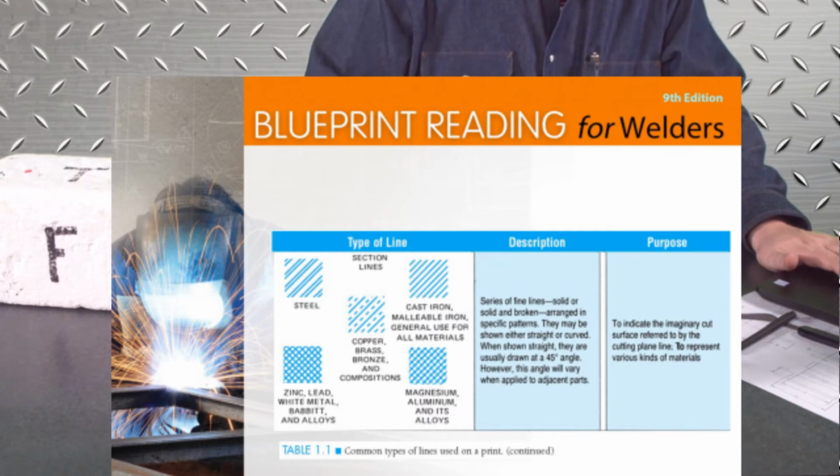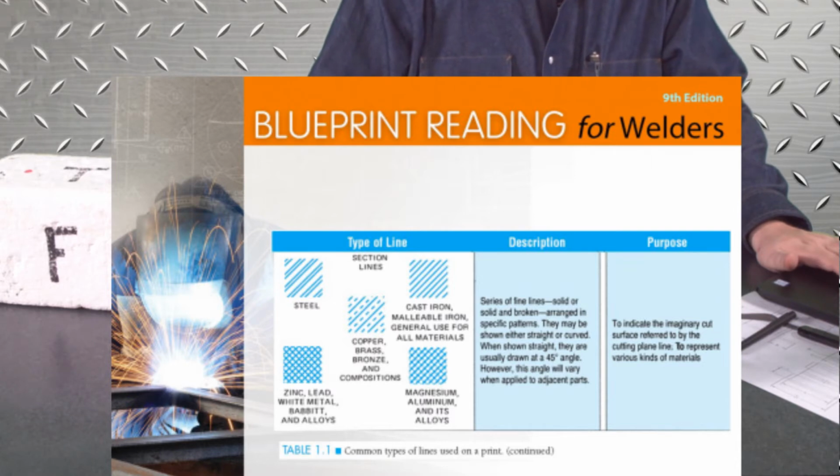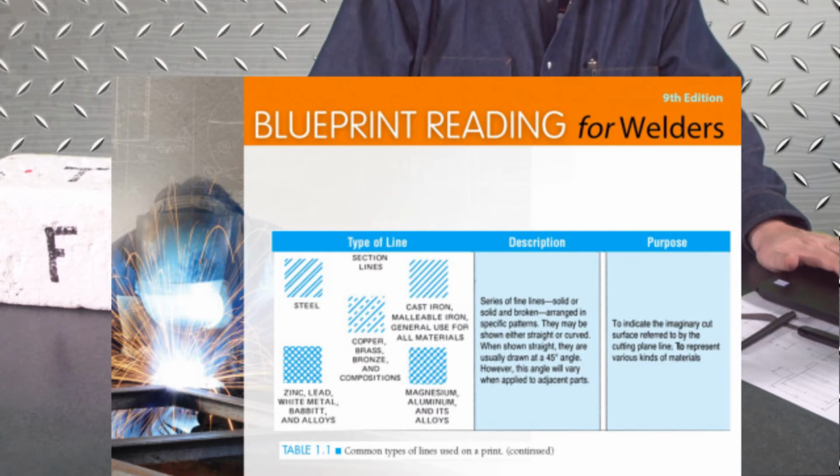Usually individual companies will have their own pattern for certain materials, so they'll usually have a key that they work off of that's company-wide. They're usually drawn at a 45-degree angle. However, this angle will vary when applied to adjacent parts. So if one part's rotated 20 degrees, it's not going to be perfectly 45 to the other section lines on the other part because the part's slightly rotated. And all these lines are used for is to indicate the imaginary cut surface referred to by the cutting plane line to represent various kinds of materials.